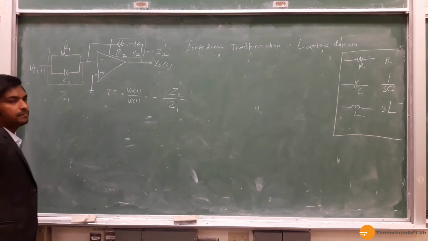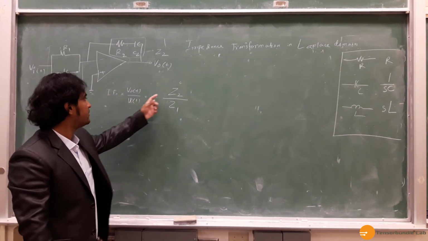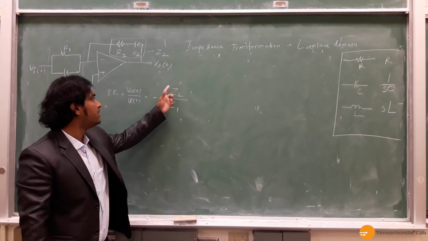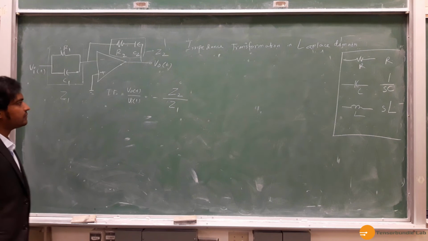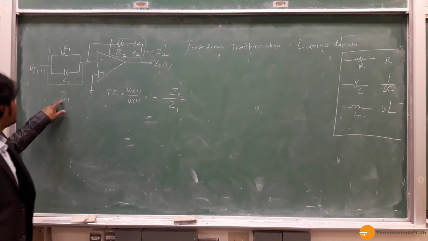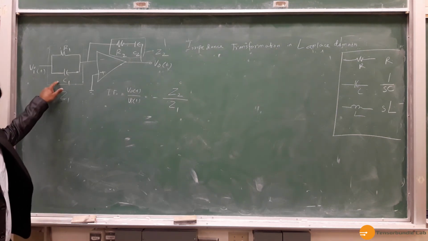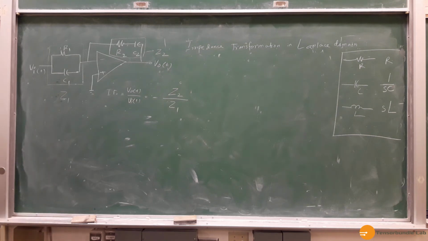Okay, back to the op-amp. We just saw the transfer function of the op-amp circuit is the ratio between Z2 and Z1. That means we just need to find out the Z2 value and Z1 value. Alright? Now, let's consider Z1. Z1 is a parallel RC network. That means R1 and C1, they are in parallel.